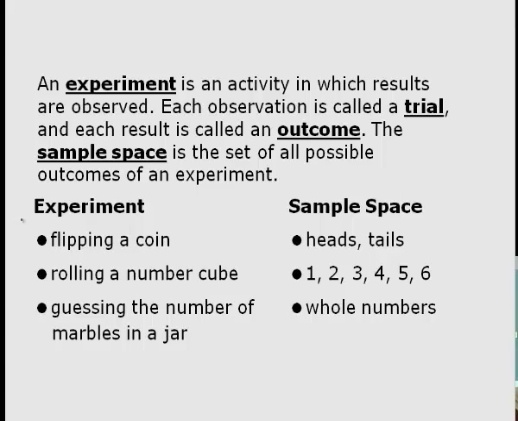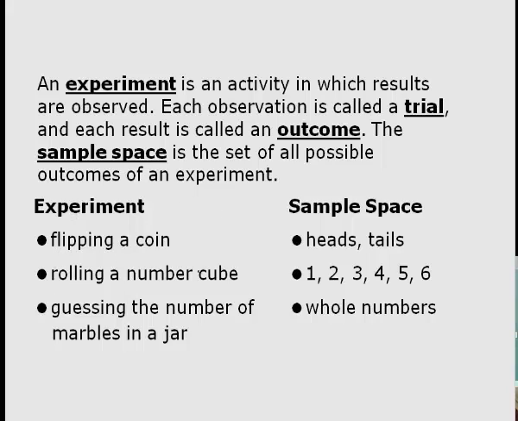So an experiment could be flipping a coin. If you're flipping the coin just one time, that would be called a trial. The outcome would be the result, the heads or the tails. And in a sample space, we would record all the possible outcomes. So in this case, you get heads or tails. Those are the only possible outcomes from flipping a coin.